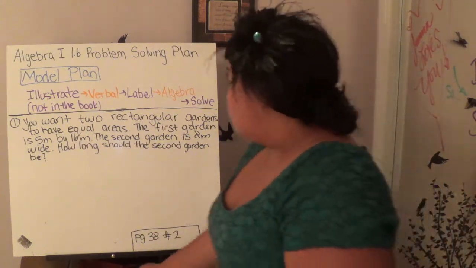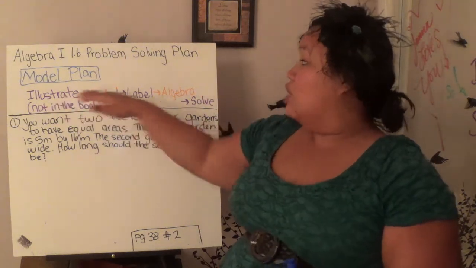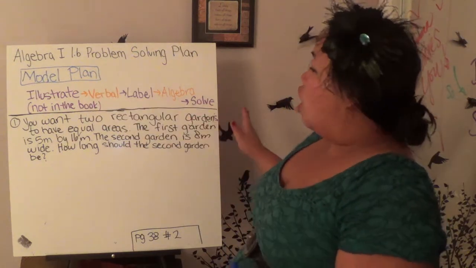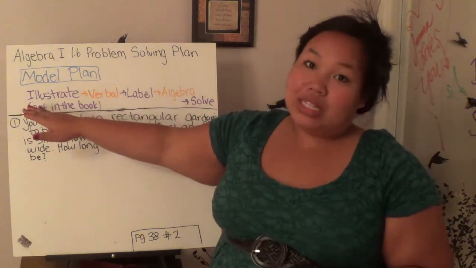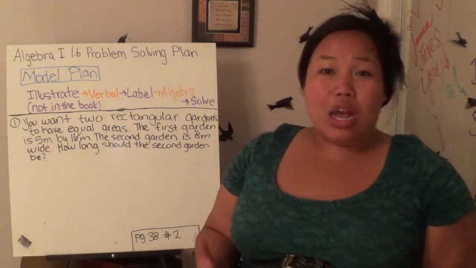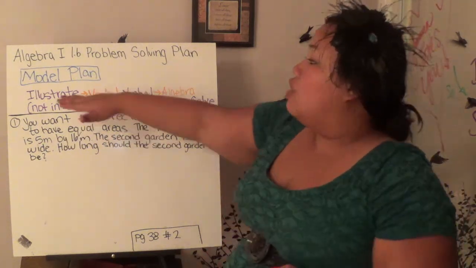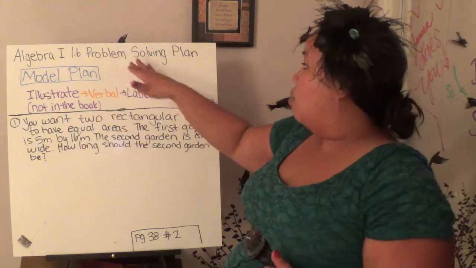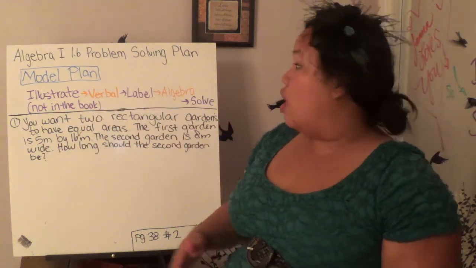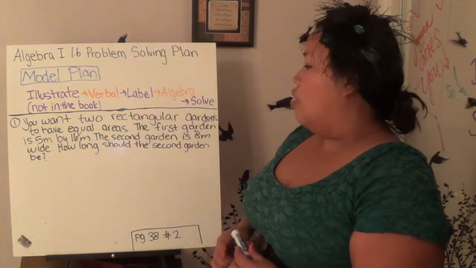The model plan is found in your book, and this is what's put in your flipper, if you remember. This from verbal on is in your flipper, but illustrate is not. That's something that I add. It's always important in story problems to try to draw it out so you can visualize it and relate it to real world situations. So I would like you to add that to the model plan from your book. Then you verbalize what you're trying to solve, and then you label things. You have the algebra, and then you solve.